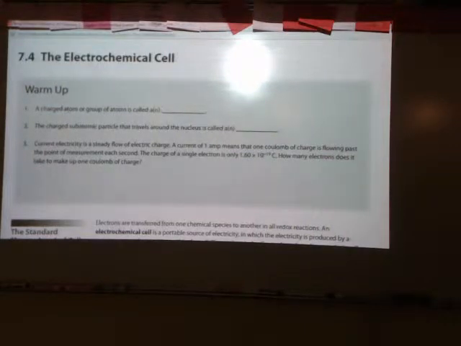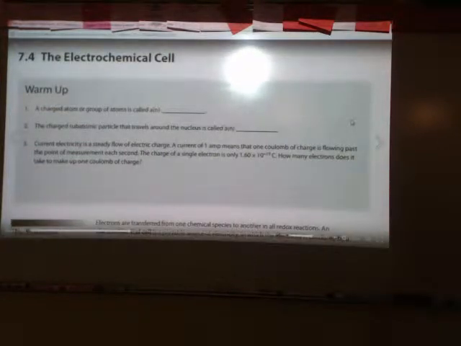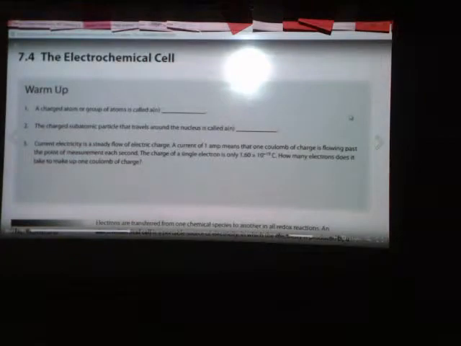Turn out the backlights, so that way this video is a little bit better. We're on the electrochemical cell. We're skipping the warm-up. You can turn out the backlight for me, because I think it'll appear better. I personally think it looks better, but you can let me know. Okay.